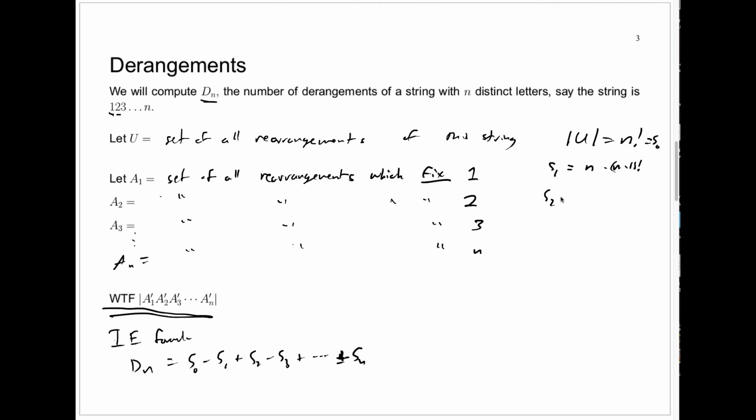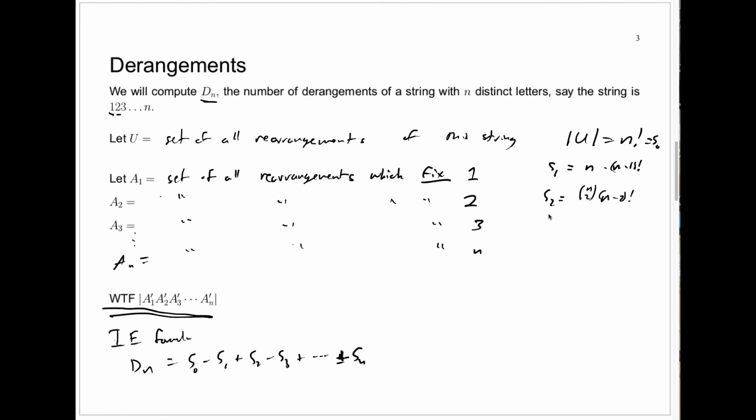What is S2? Well, S2 is the sum of the sizes of the intersections of these sets taken two at a time. I claim each of those is the same. If you fix any two elements, there will always be n minus 2 factorial ways to rearrange the other n minus 2 elements. So for every pair of sets, we'll have n minus 2 factorial rearrangements in the intersection of those two sets. Now, how many pairs do we have?